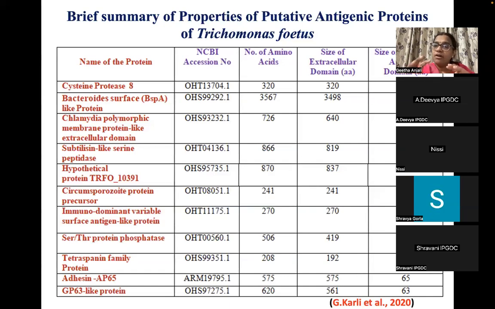Because if an organism is producing some protein in large quantities, it definitely will have some survival advantage to that organism. Then only it will produce a large amount of protein. Why do we have a large amount of hemoglobin? Because it's a very important protein. It has to carry oxygen and carbon dioxide in the body. Likewise, this particular organism was found to produce all these proteins in relatively larger quantities.